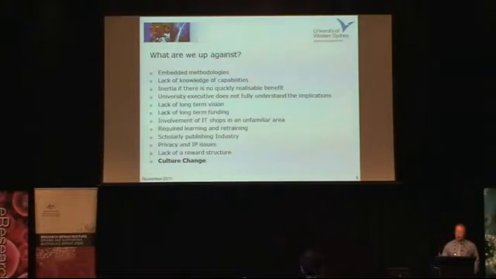Scholarly publishing industry. I'll just say Elsevier, and I guess you'll know what I mean. Privacy and IP issues is always brought up. These can be solved, but it is always brought up as a hurdle that we have to get over. And lack of a reward structure, I think, is important.